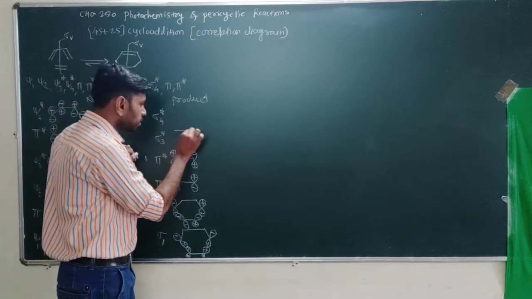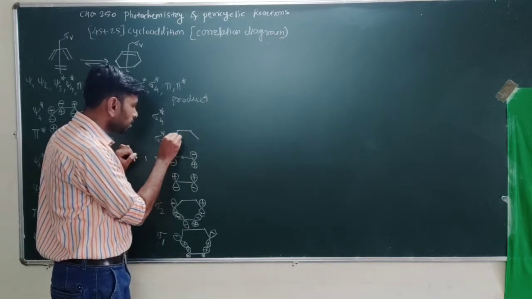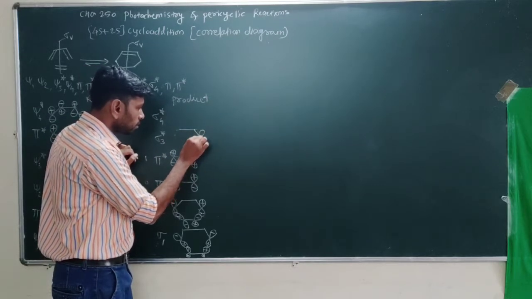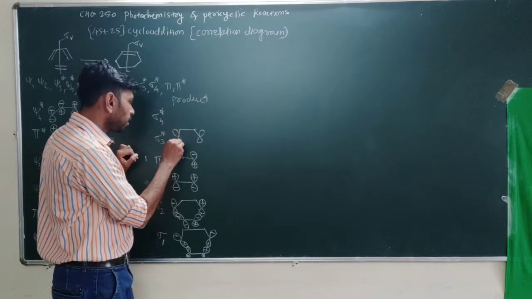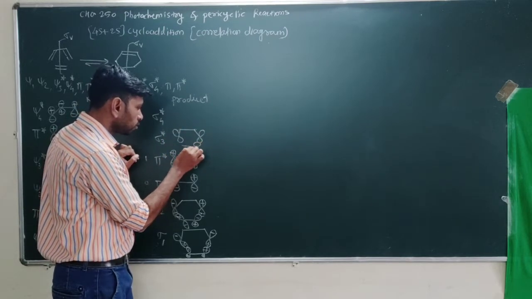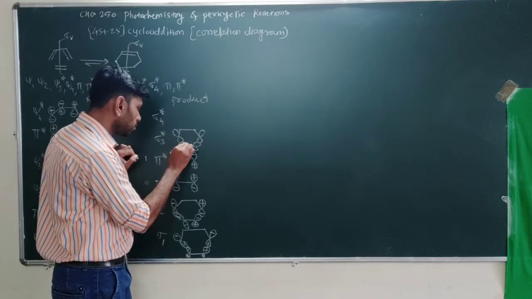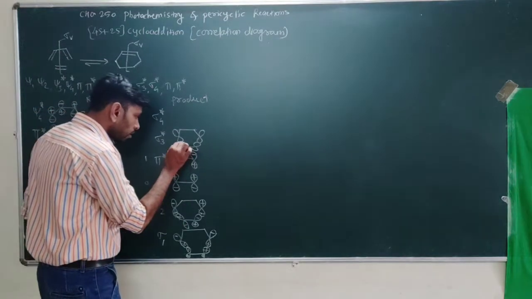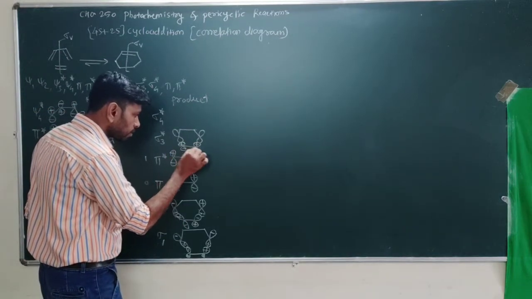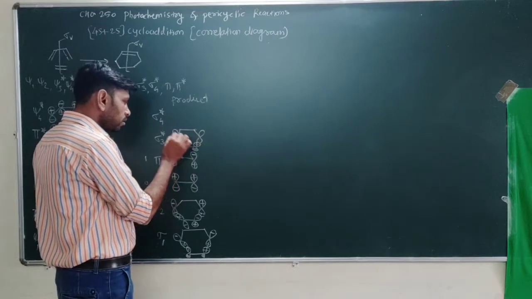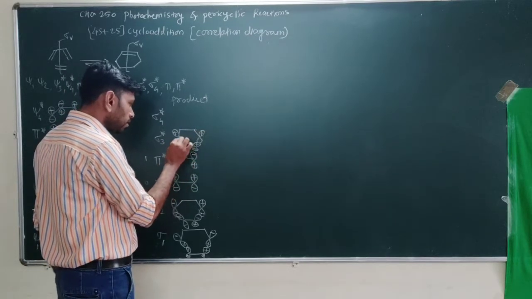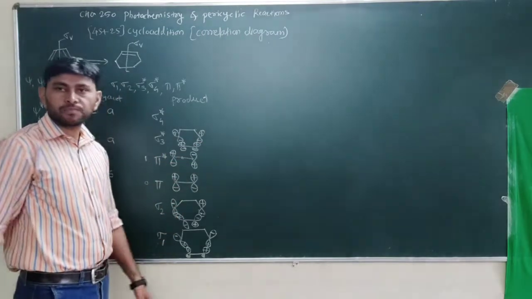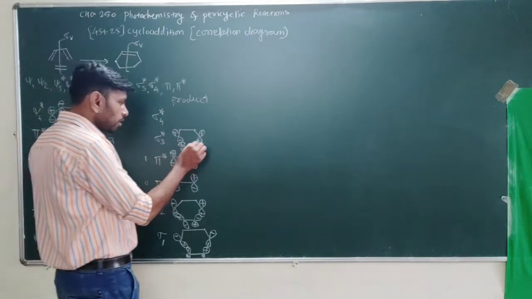See the drawing of the sigma 3 star orbital. Here the 4 pi system, the end orbitals, and the 2 pi system are shown here, but it is an anti-bonding orbital. How does anti-bonding form? Here M symmetry, plus minus, and here also M symmetry, the same symmetry, but here anti-bonding orbitals are there. So it is anti-bonding.